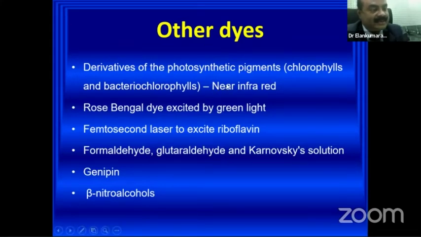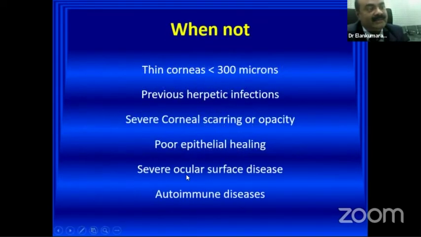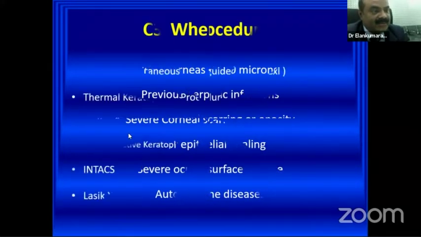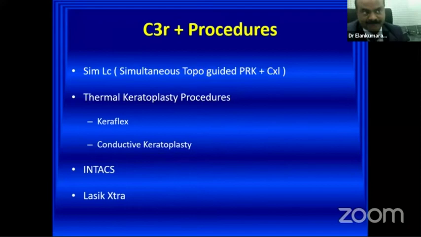There are various other dyes available, of which the exciting one is rose bengal dye. Nothing has been tried clinically. Clinically, the only thing that is available is riboflavin. Now, I said 400 microns there and 300 microns here. Even till 300 microns, we can use the thin cornea protocol and cross-link these corneas. These are the other indications where corneal collagen cross-linking is not indicated or should not be done.